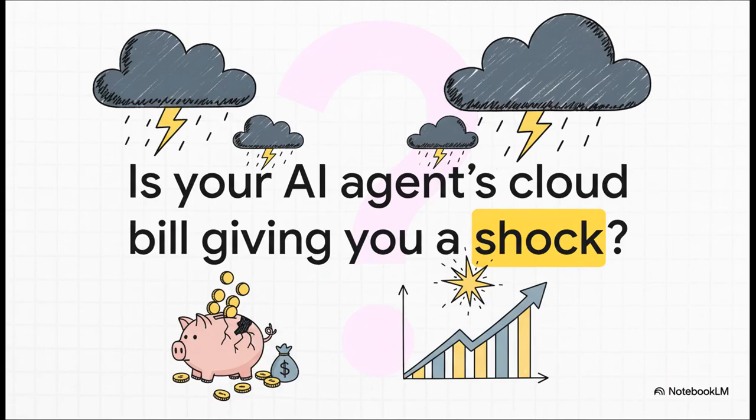Okay, so picture this. You've built this awesome new AI agent. It's working, you've deployed it, and you're feeling pretty good. And then that first cloud bill lands in your inbox. If you've ever felt that heart-stopping jolt of seeing a number way, way higher than you expected, trust me, you are not alone. It's a classic growing pain in the world of production AI.